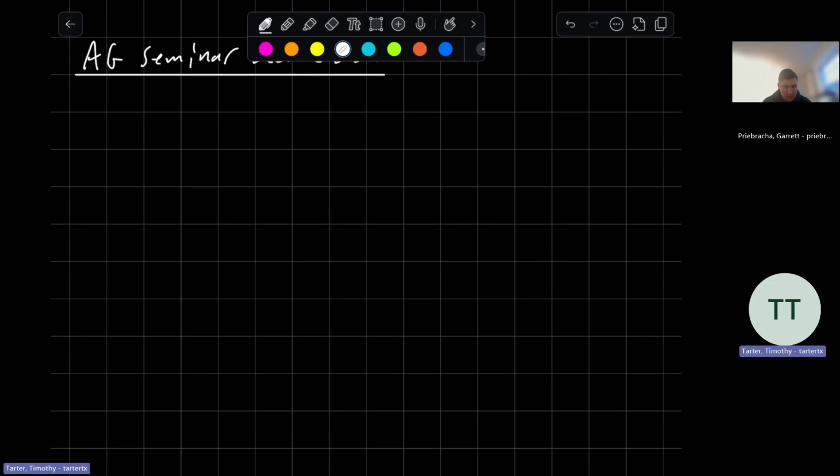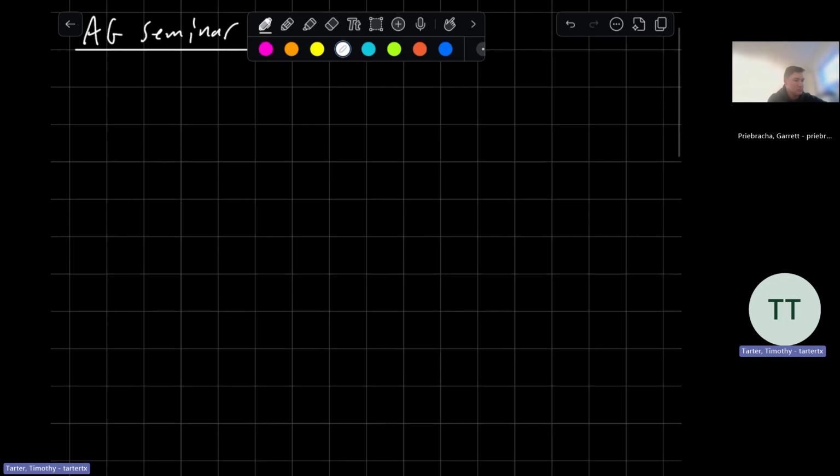This section is called Recovering Sheaves from a Sheaf on a Base. And to really understand what this means, we need to know what the base of a topology is.